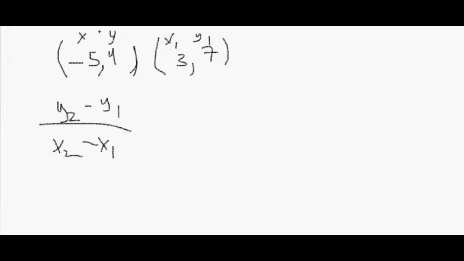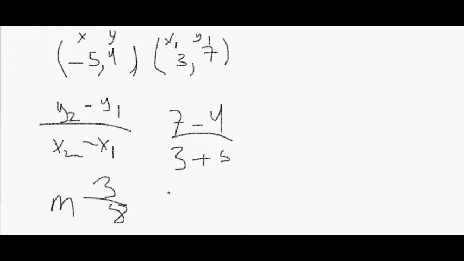So our y2 would be 7, and our y1 would be 4, over our x2, which would be 3 here, and our x1, which would be -5. So minus minus becomes a positive 5. So this changes into 3 over 8. Alright, that's our slope.